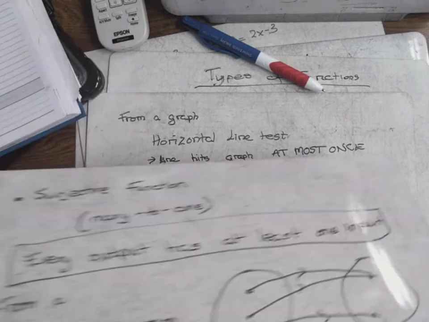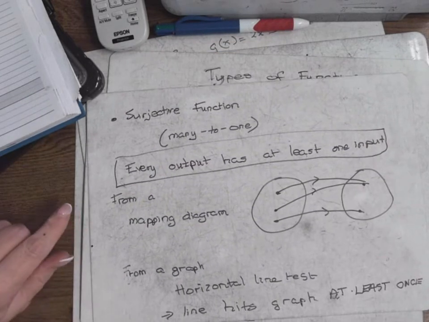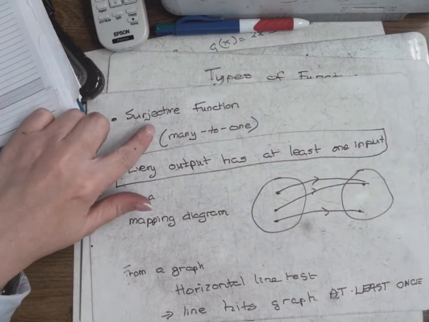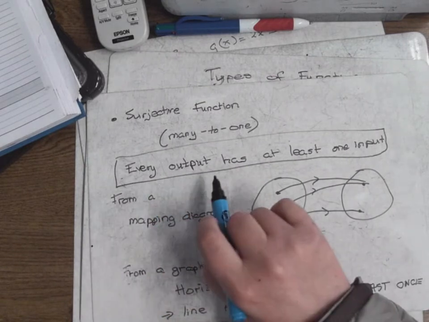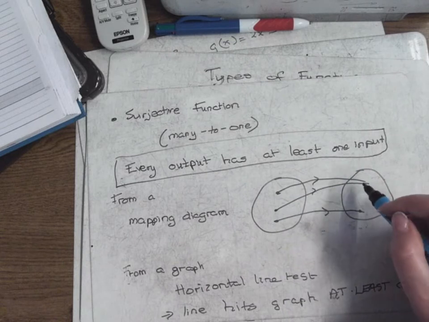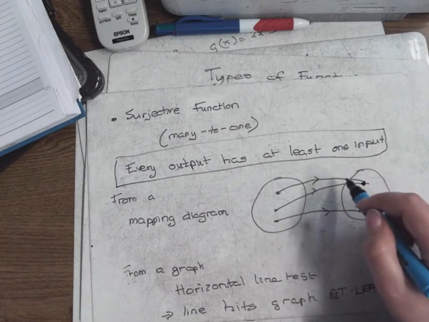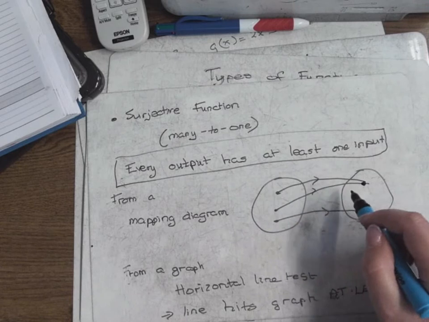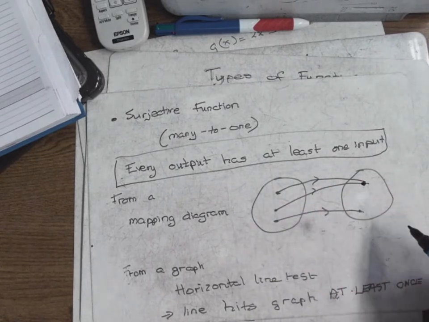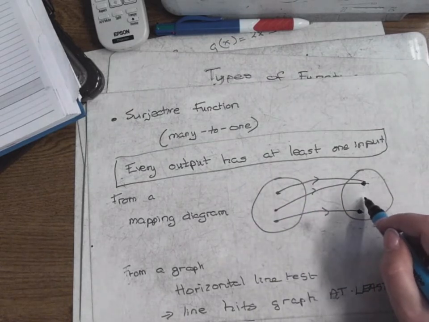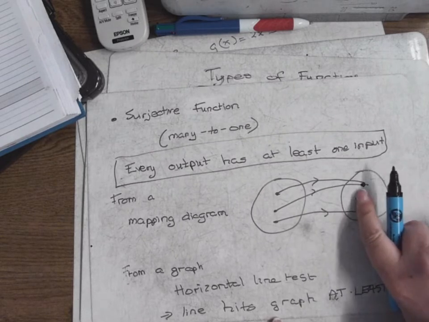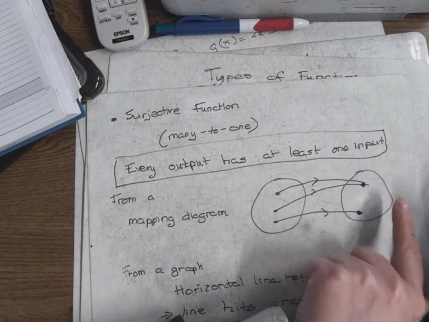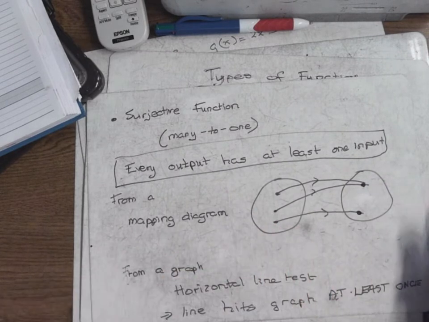Am I good? Right, surjective is the second type of function. Sometimes they call it many to one. Every output has at least one input, so this time it doesn't matter if there are two arrows coming in. But you can't have a blank one. There has to be an arrow coming in. So for every output, there has to be at least one input.